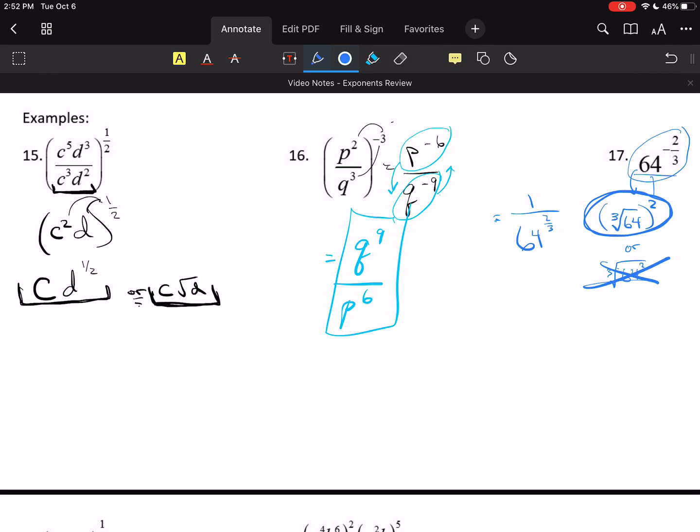So the cube root of 64 gives me 4. And then 4 squared is 16, and I'm done.